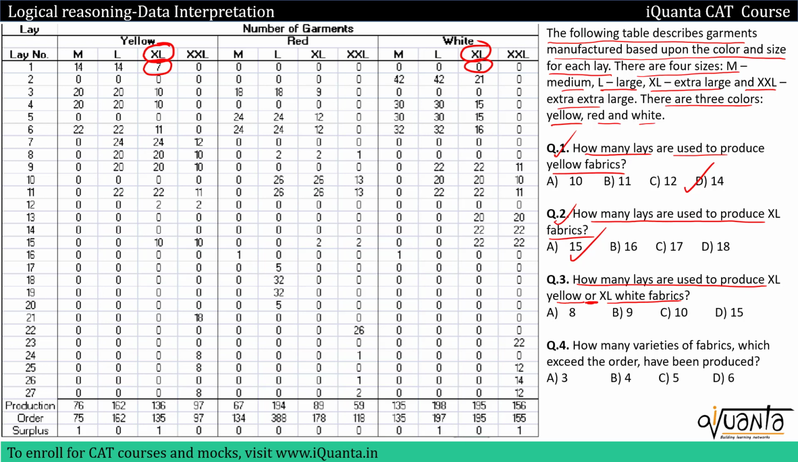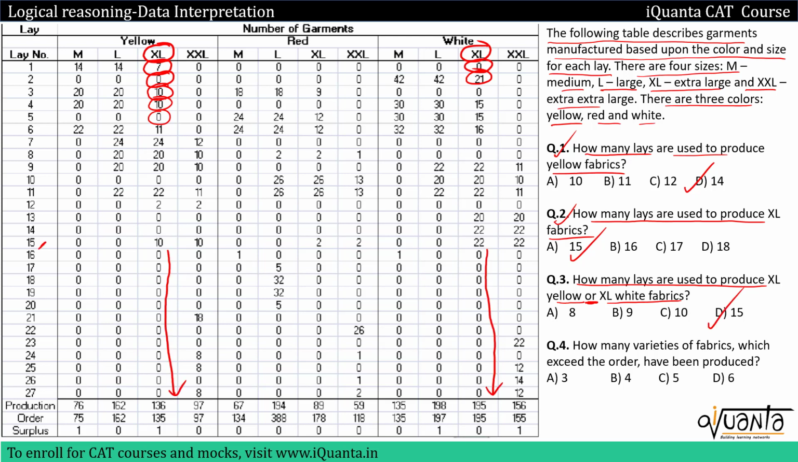We'll count. So we'll count lay number 1. We will count lay number 2 as well, because sum is 21. We'll count lay number 3 as well, 4 as well, lay number 5 as well. Similarly, you can count those for which sum of yellow XL, white XL is greater than 0. When you solve this, you will be getting option D as the correct answer.